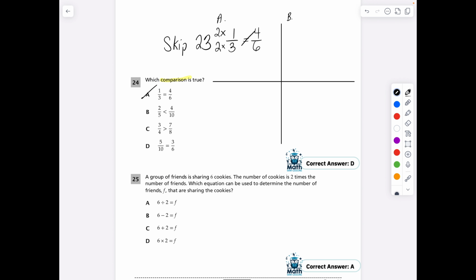We're going to go to B. 2/5 is less than 4/10. So again, I want them to look the same. So we're going to use property of 1.